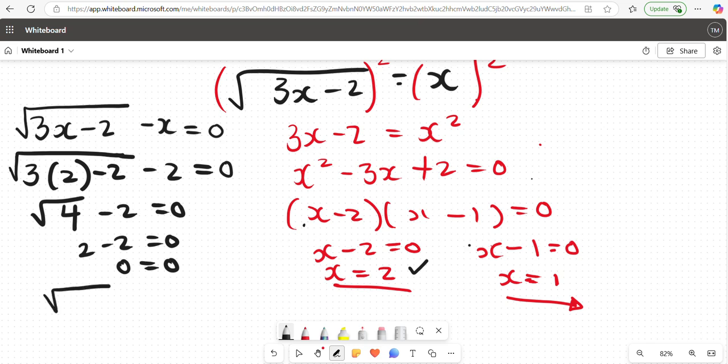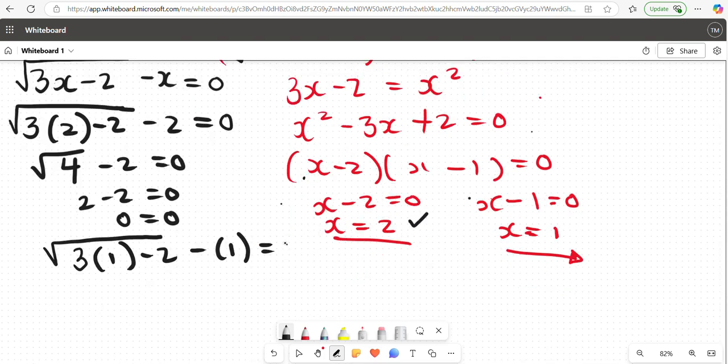So our next solution we want to try is the one where we found 1 as the solution. So if you substitute 1, we notice that 3 times 1 is a 3, minus a 2 is a square root of 1 that is being subtracted by 1, and a square root of 1 is just the 1, and a 1 minus a 1 is a 0. So this does make sense too.